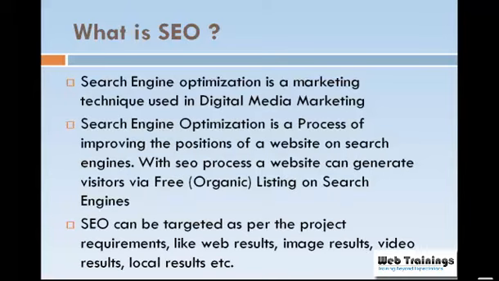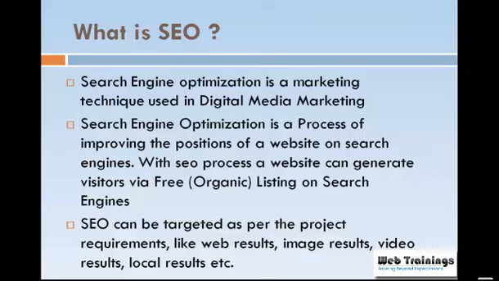Now here we can see the last option which we have is SEO can be targeted as per the project requirements, like web results, image results, video results and local results. Now what is the meaning of this? For example, I have one company which is a hotel. Now tell me, for a hotel, will you search globally or city-wise? City-wise. Because if you are coming to Hyderabad, you will definitely type hotels in Hyderabad. You won't just type hotels. That comes under local results.